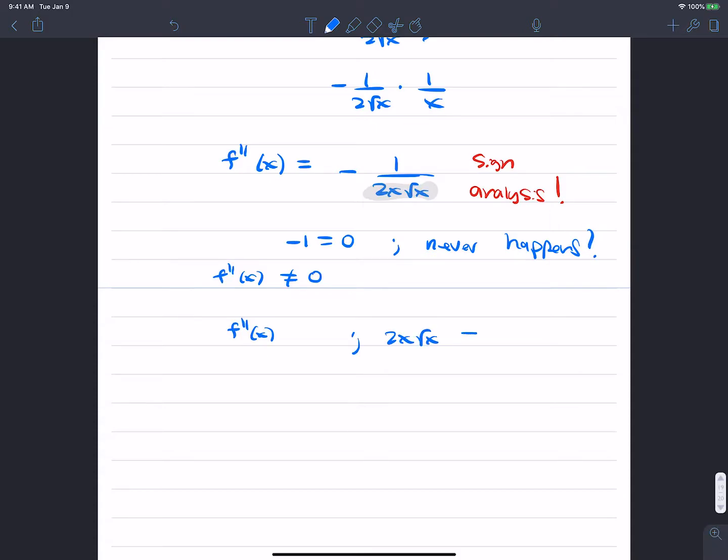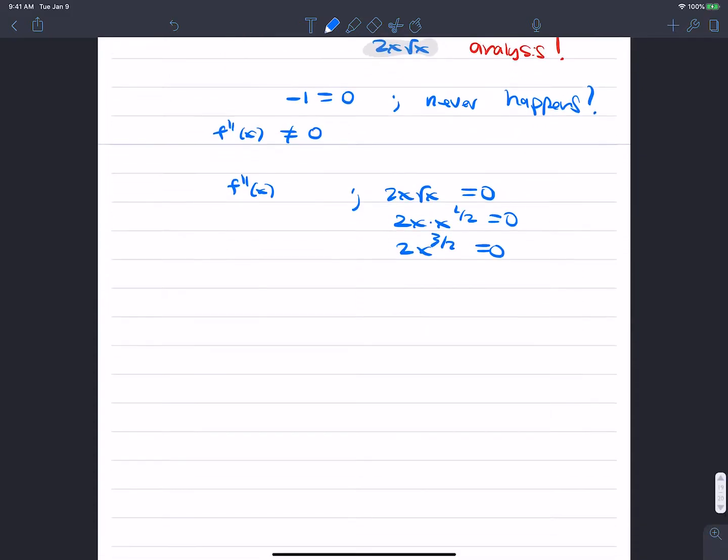2x square root of x is 0. And this is actually 2x times x to the 1/2 is 0. 2x to the 3/2 is 0.